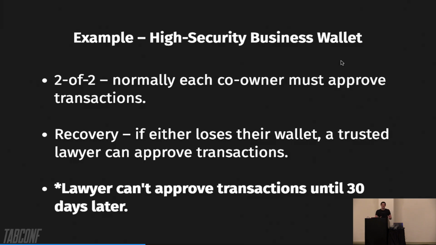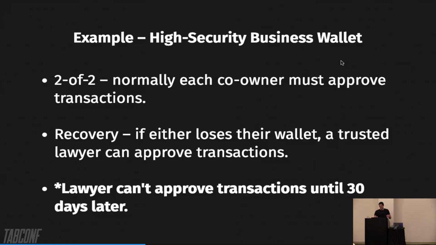So the co-founders maybe decide that they're going to have a 2 of 2 wallet, so both of them have to sign. However, it would be really cool if they could have some sort of recovery option, so that if one of them disappears, or seems to disappear, then a trusted party, in our case, we're a Bitcoin exchange in Canada, so we have a lawyer, can sign for us 30 days after one of the co-founders disappears.